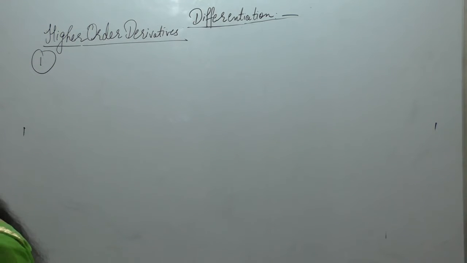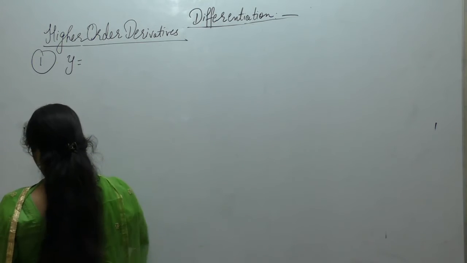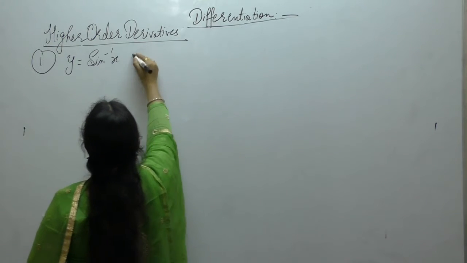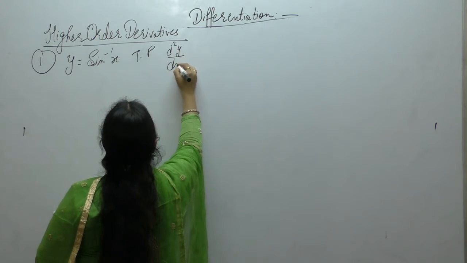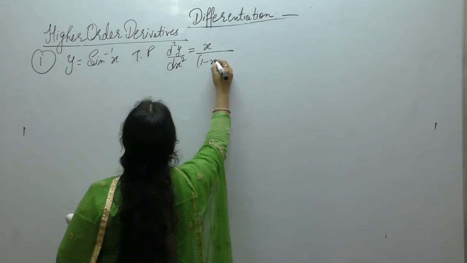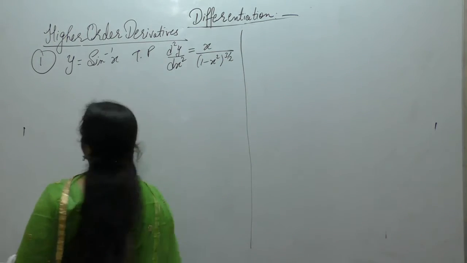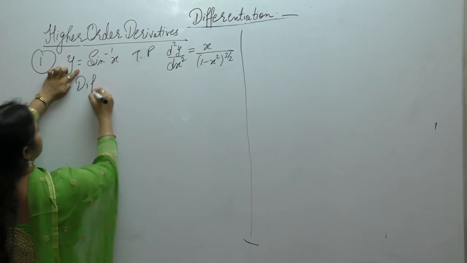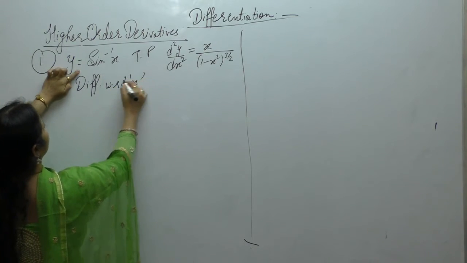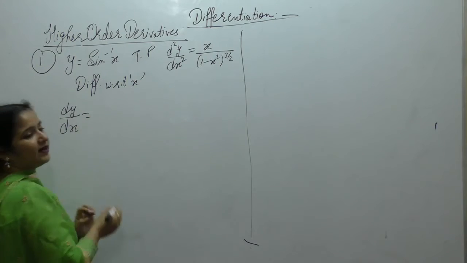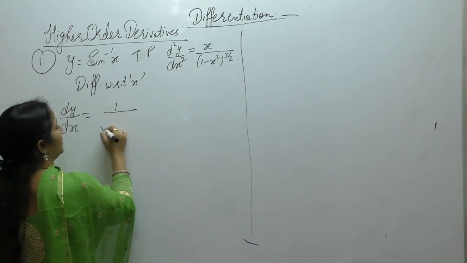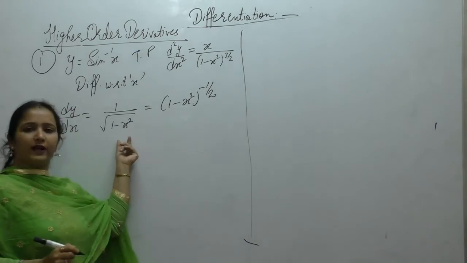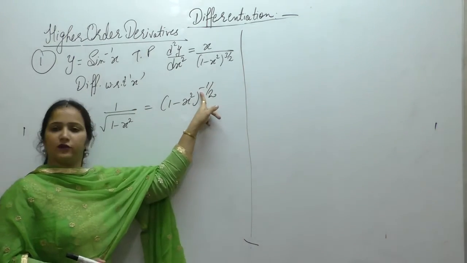Write down the statement. If y is equal to sine inverse of x, then prove that d square y upon dx square is x upon (1 minus x square) power 3 by 2. Now we are given this, differentiate with respect to x. What we get? dy upon dx, derivative of sine inverse x, 1 upon square root of 1 minus x square. We can write it like this, power 1 by 2. When it goes in the numerator, the sign of the power will change.